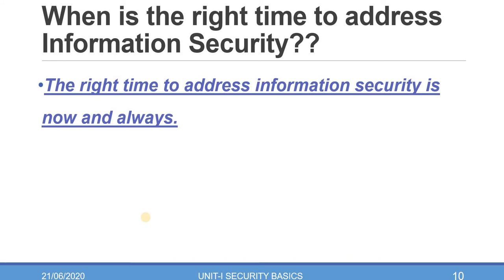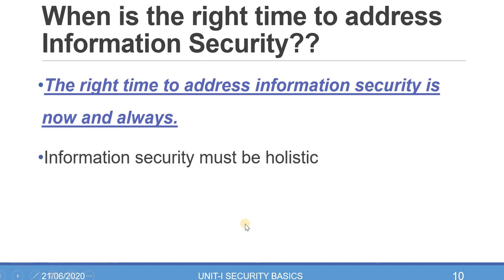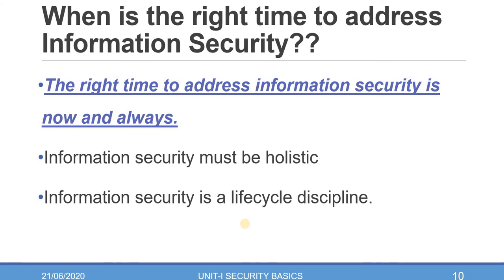And it should be modified. Once the policies are defined, you have to redefine them as per the requirement. So it is a repetitive process. It's not stagnant, it's not a fixed process. It changes over time, and you have to keep in mind that you have to go for information security. Information security must be holistic. Information security is a life cycle discipline.